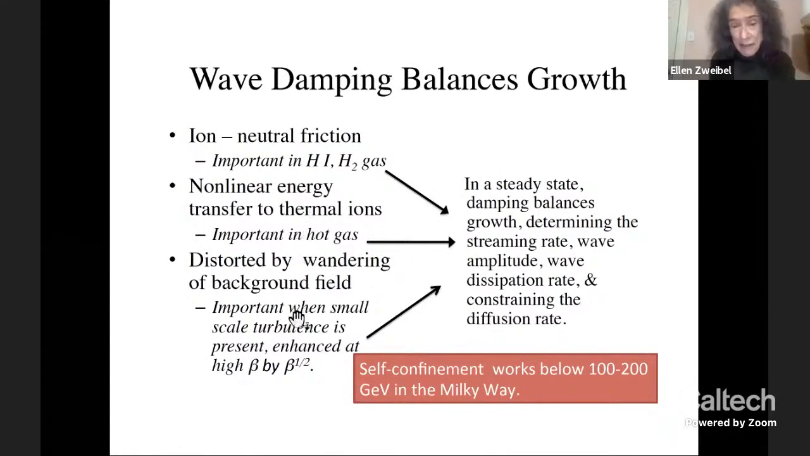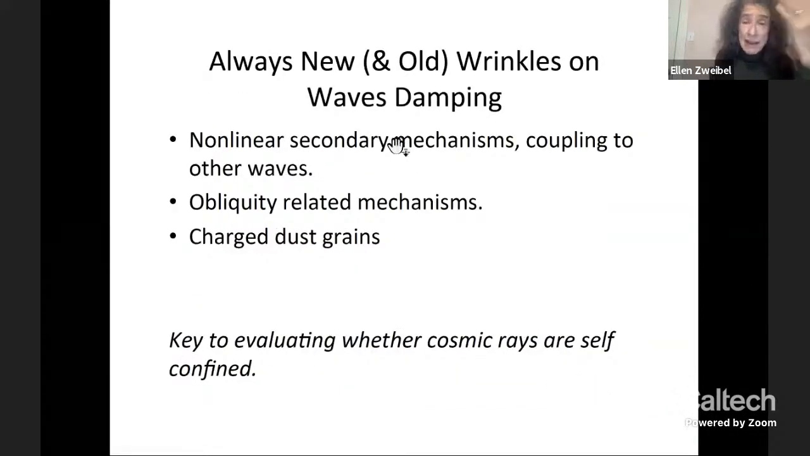There's distortion of the Alfvén waves due to wandering of the background magnetic field. And we can put them all together and come up with an equilibrium streaming rate, wave amplitude, wave dissipation rate, and an expression for the diffusion rate. And whatever mechanism you consider here, it always seems that self-confinement works below a couple hundred GeV in the Milky Way. But we constantly have to watch for new damping mechanisms.